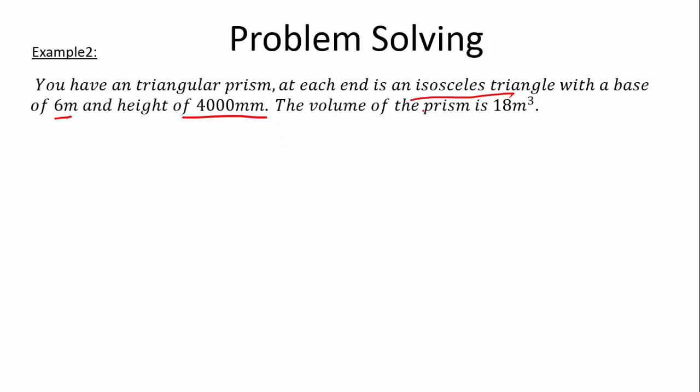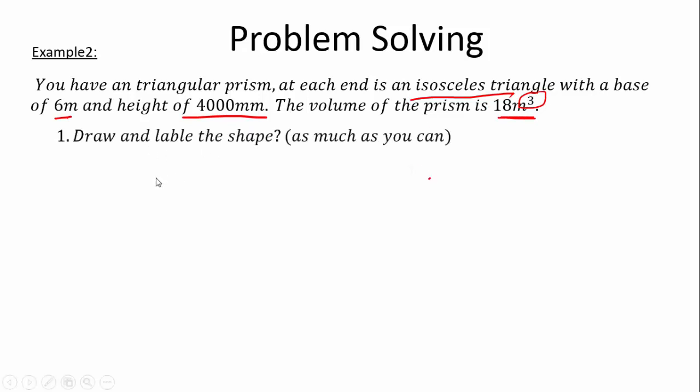Okay, the volume of the prism is 18 meters cubed. So we're using meters. Okay, what is the question? Draw and label the shape as much as you can. Okay, so we have two isosceles triangles. What is the isosceles triangle? We know that there are two lengths equal. So the base is 6 meters, and the height here is 4,000 millimeters. What is 4,000 millimeters? 4,000 millimeters is equal to 4 meters.